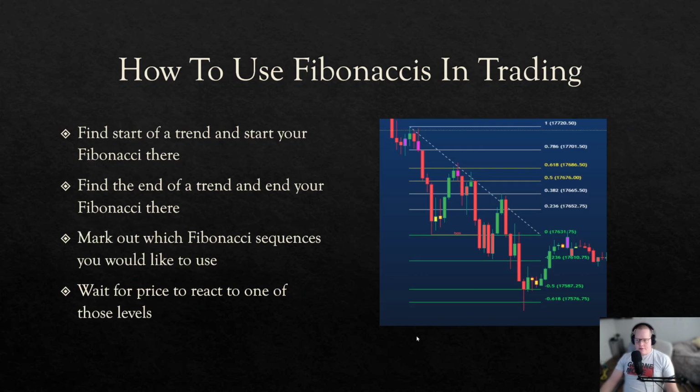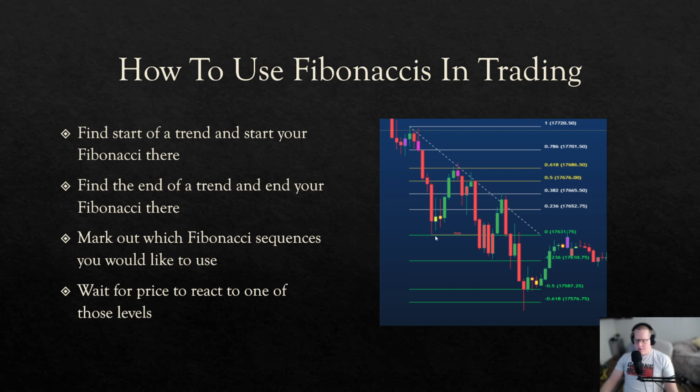So here's how I use Fibonacci's in trading. Like I said, you find the start of the trend, you find the end of the trend, and that's where you place your Fibonacci. So here's the start of a trend, a downtrend, and I kind of skipped some of these pullbacks and just went all the way down.